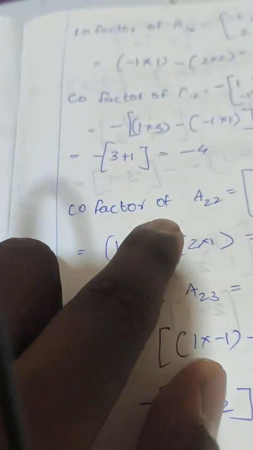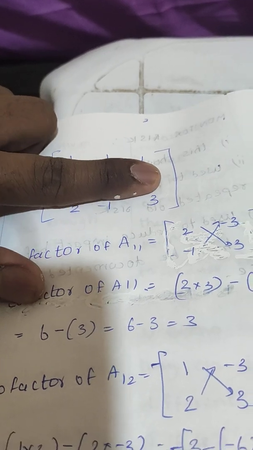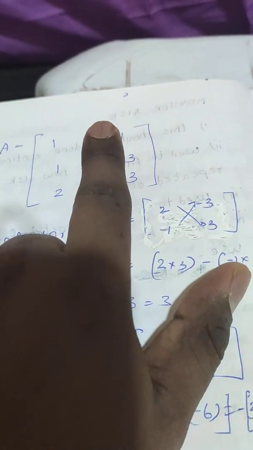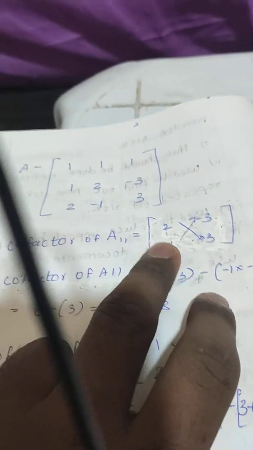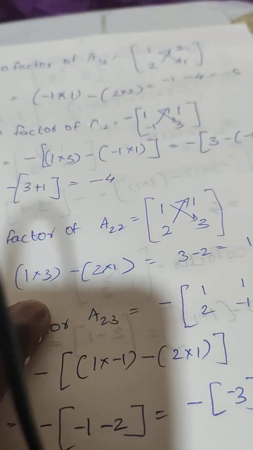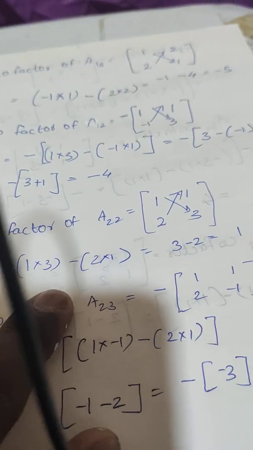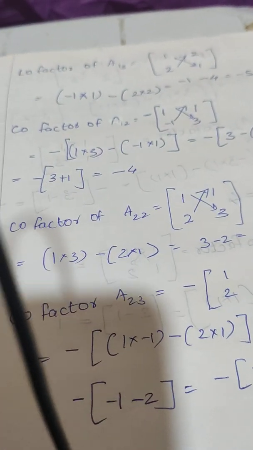Now we are going to find the cofactor of this one, which is 2. So we are going to find the cofactor of the second row and second column, which is going to be a plus. So if I take out this second row and second column, the balance would be 1, 1, 2, 3. So 1 into 3 will be 3 minus 2 into 1, which is 2. So 3 minus 2 will be 1. But we don't have a minus because this is a plus value.